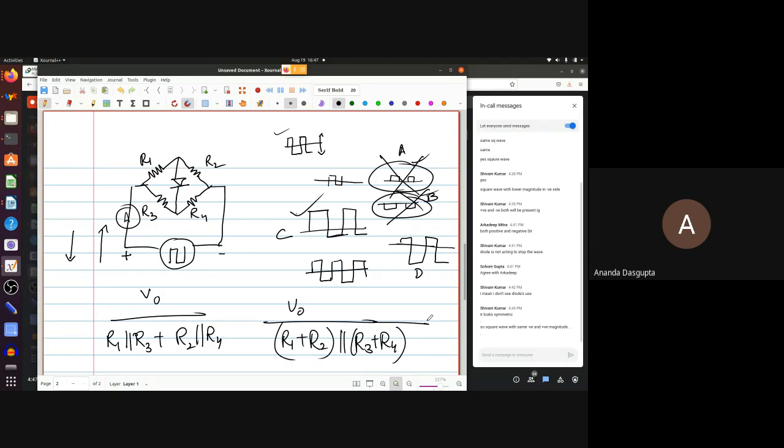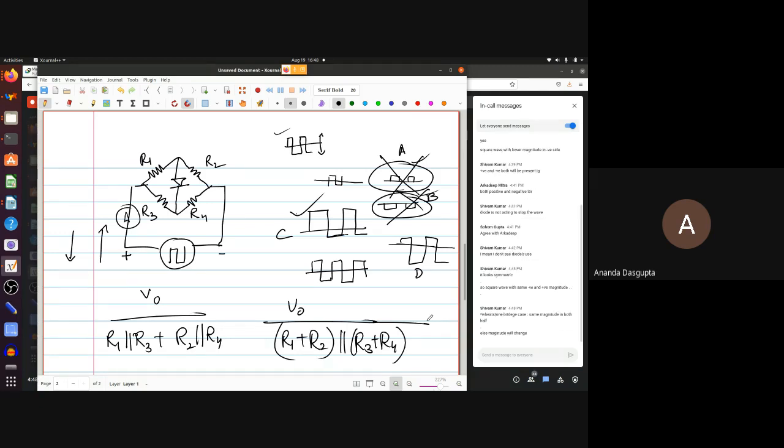So I agree with all you are saying. So Shivam, in fact, you said the right thing to begin with, but now your final answer is actually wrong. It's not a square wave with the same magnitudes. It's a Wheatstone bridge case. I don't understand what you mean by Wheatstone bridge case. You mean balanced Wheatstone bridge case or not? Yes, sir. When R1 by R2 is equal to R3 by R4.